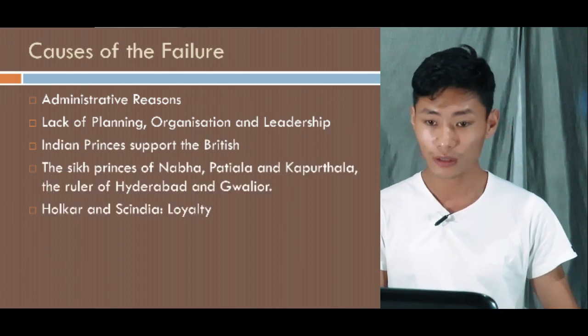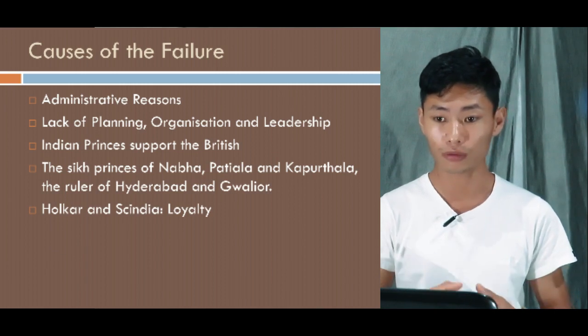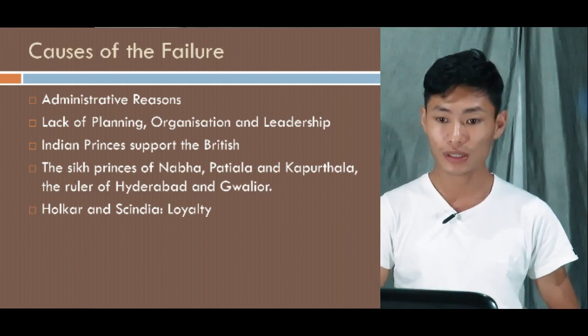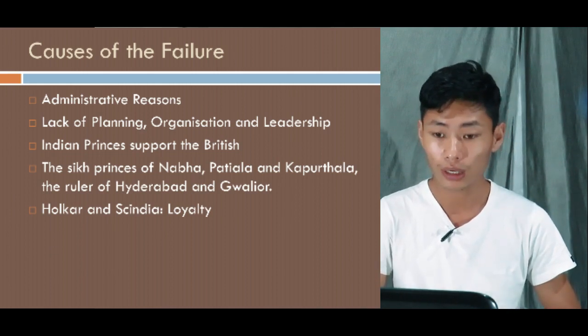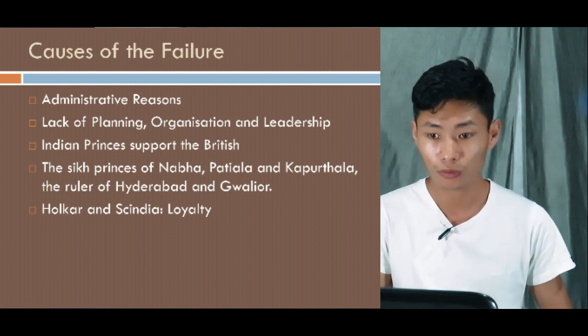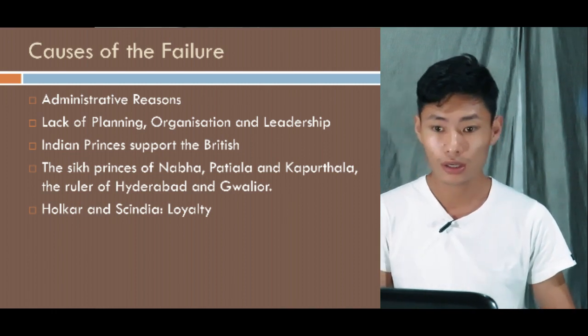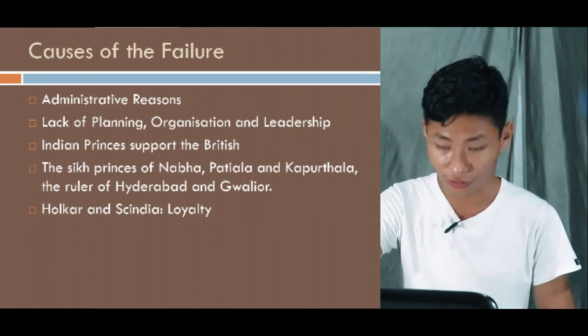That became one of the main reasons for the failure of the revolt of 1857. The unfortunate thing was that the Indian princes did not support the revolt, rather they were on the British side. Some of the princes like the Sikh princes of Nabha, Patiala and Kapurthala, the rulers of Hyderabad and Gwalior, and Holkar and Scindia were also very loyal to the British. So these were the reasons which led to the failure of the revolt of 1857.